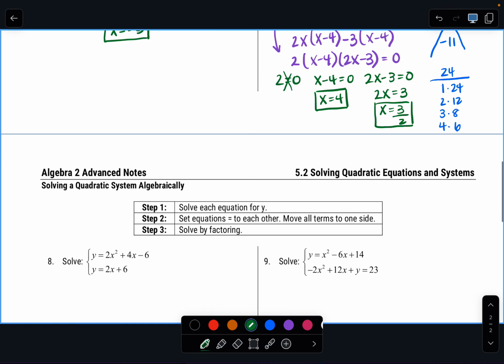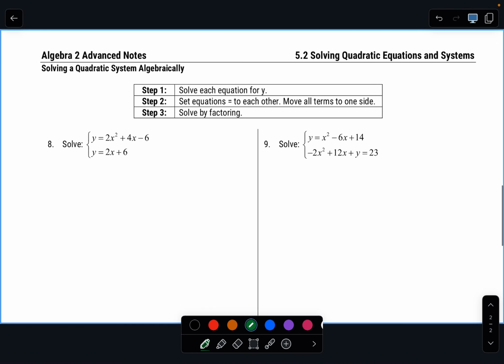Let's go on to solving quadratic systems. Now, the reason why we put both of these things on the same day is they're basically doing the same exact thing. So whenever you are solving a quadratic system, the first thing you should notice is you have two equations.